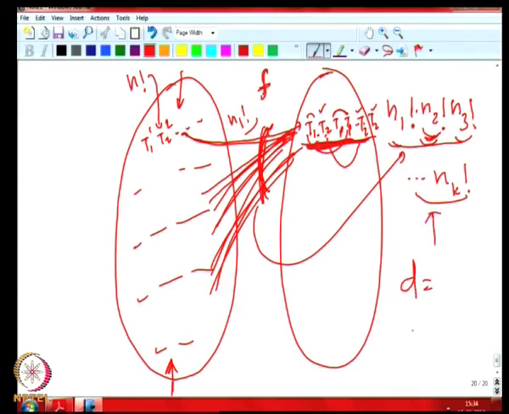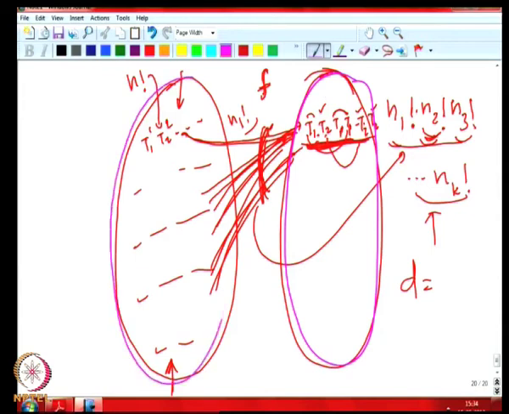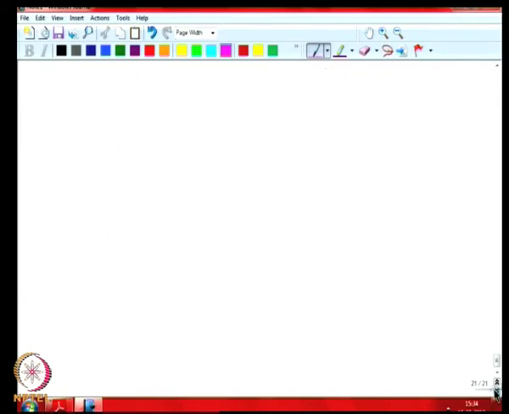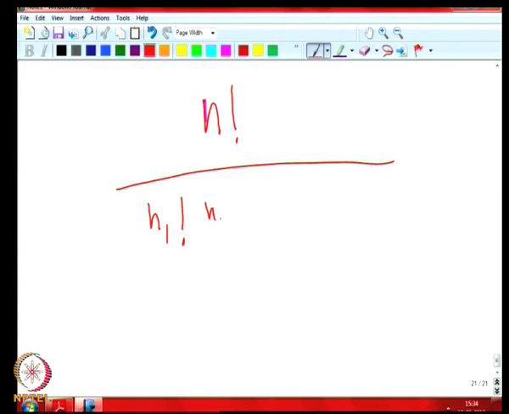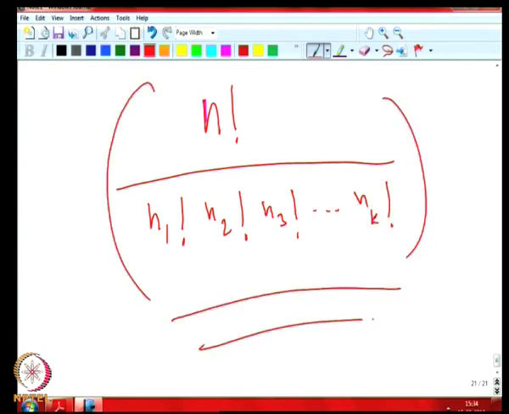We can apply the division principle and say that the total number of things on this side is the number of things available here divided by this number D. How much is that? That is N factorial divided by N1 factorial into N2 factorial into N3 factorial into NK factorial. This we will get. So we have applied the division principle here.